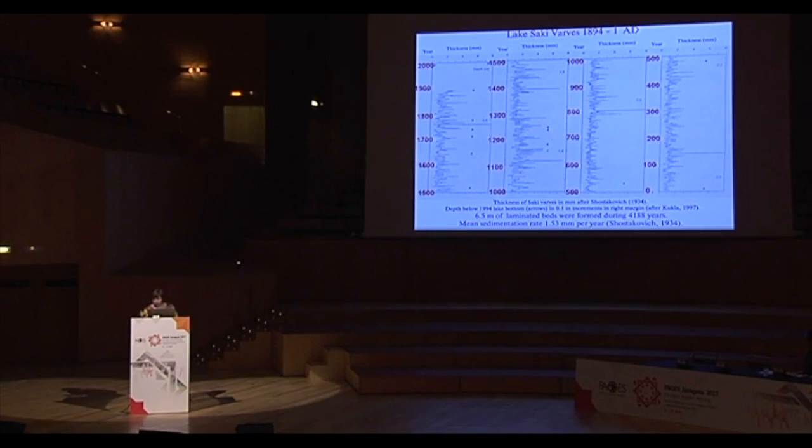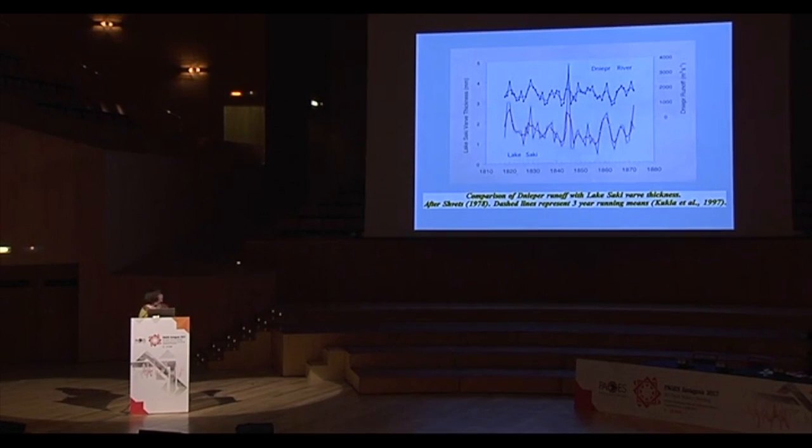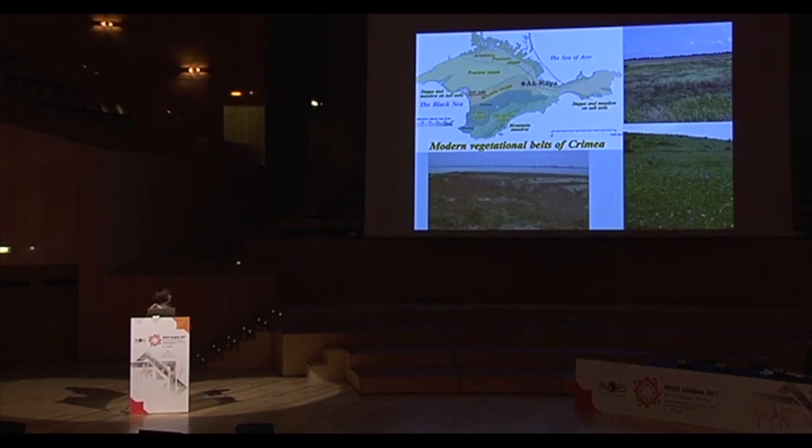And his suggestion has been firstly confirmed by Schwetz, who made a correlation of the thickness of Lake Saki varves and indices from Dnieper River runoff. And when we have high runoff, we found direct correlation with the large thickness of varves. Then we decided to check it by pollen data. So it's the vegetational setting of the lake.